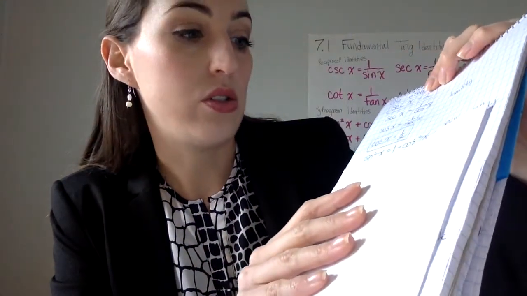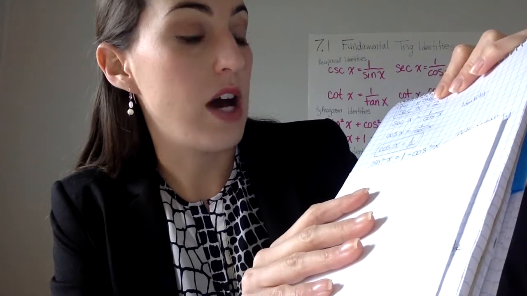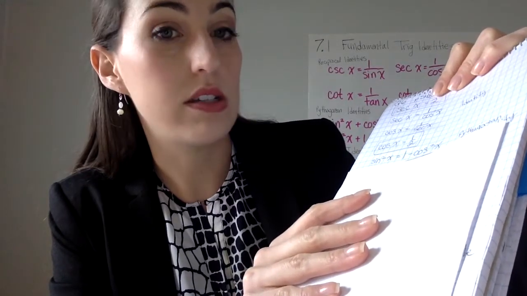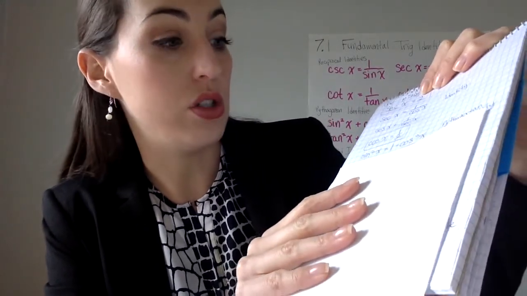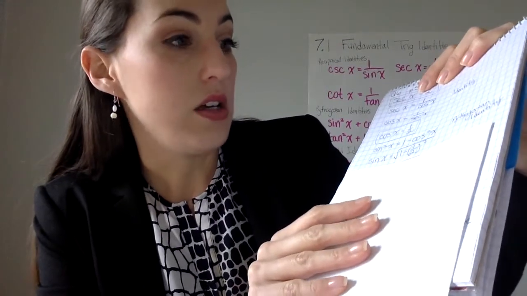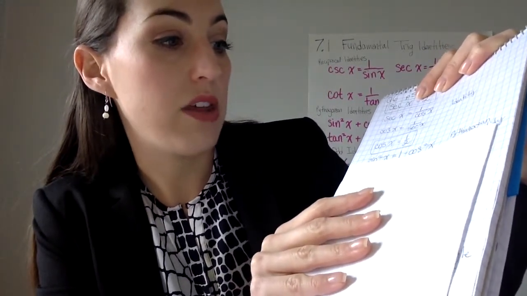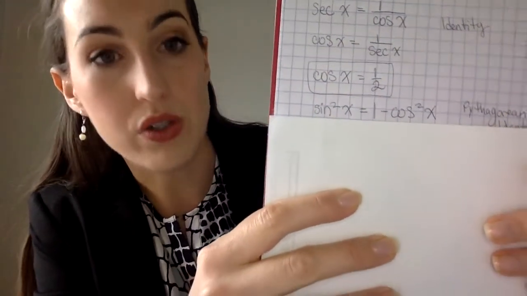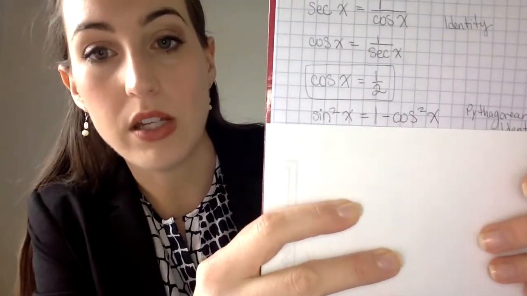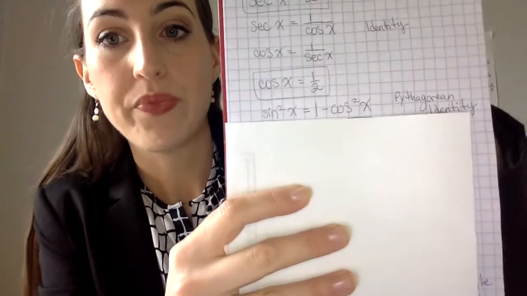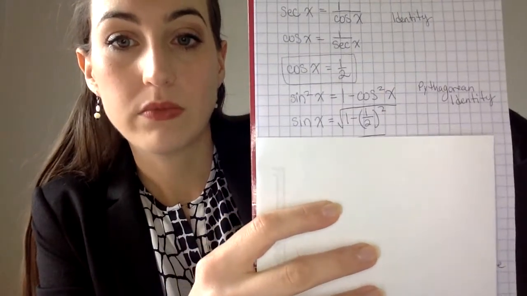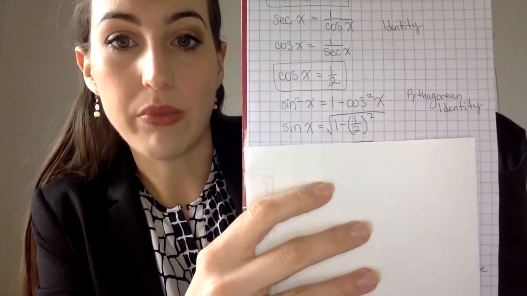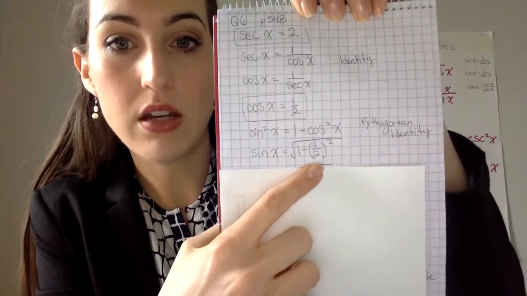Next, we need to start finding sine so that we can plug into a formula. So from the Pythagorean identity, sine squared x plus cosine squared x equals 1, just rearranged for sine squared x, that's what we can plug into. We have cosine.